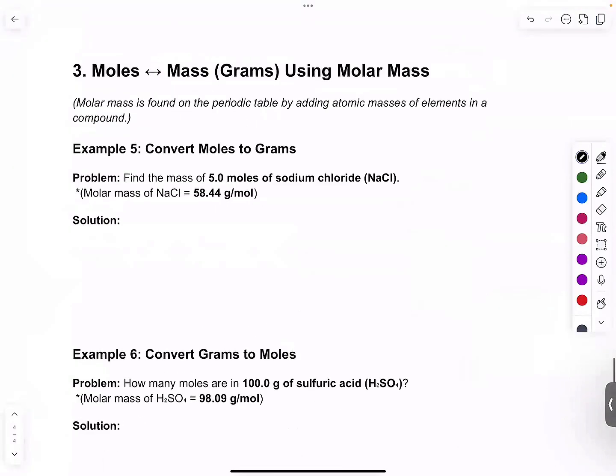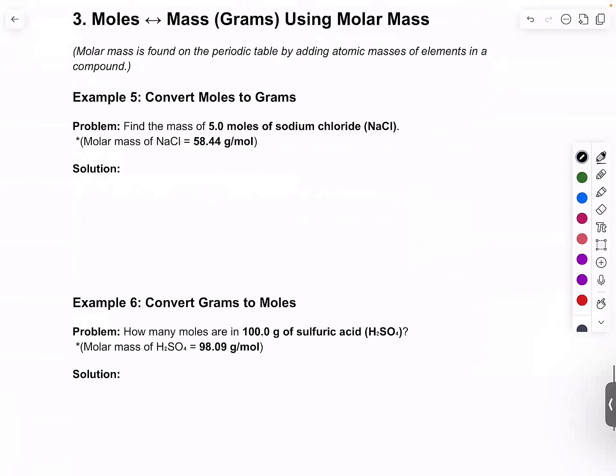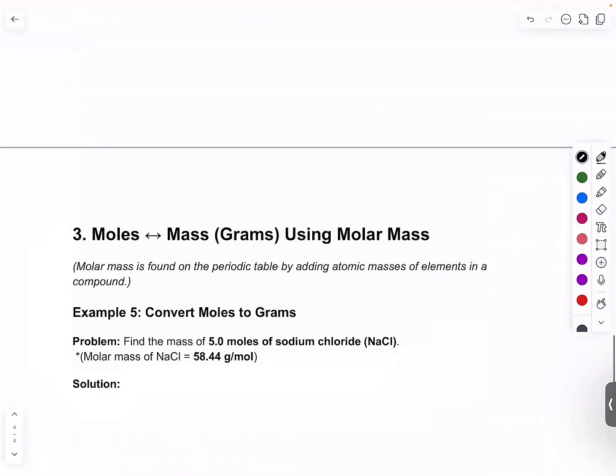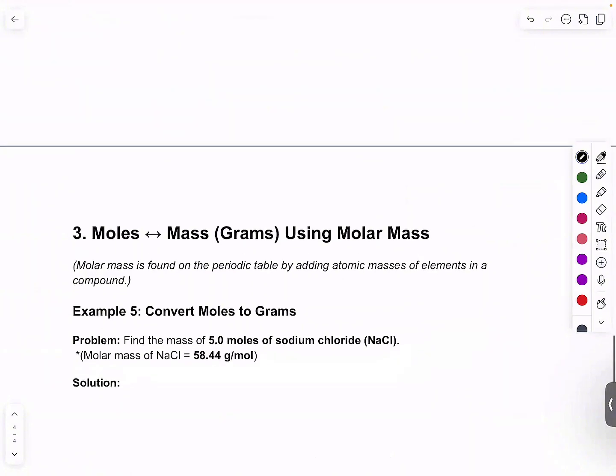All right, so example 3, we just have 2 more examples here. We have moles to grams, and then we have grams to moles. So if we have 5 moles of any kind of substance, and here we're talking about sodium chloride, we can figure out how much we have in mass or grams, and vice versa. I can be given the total number of grams and go back to moles. I would say number 3 is the most common conversion you'll use in chemistry.